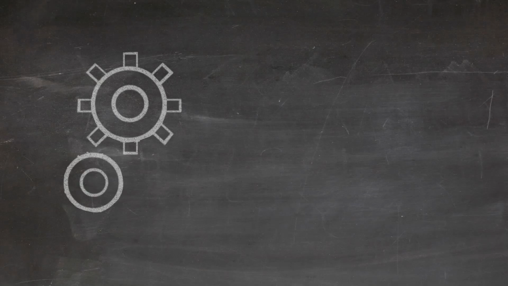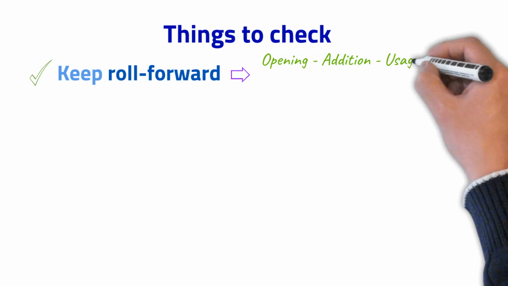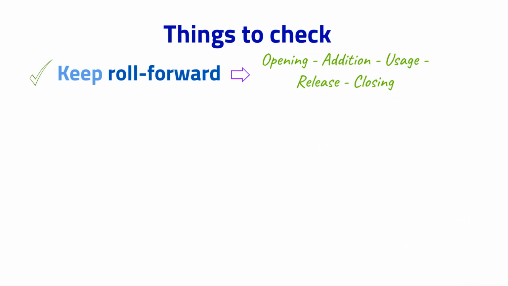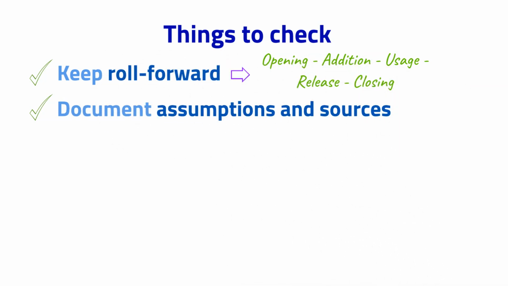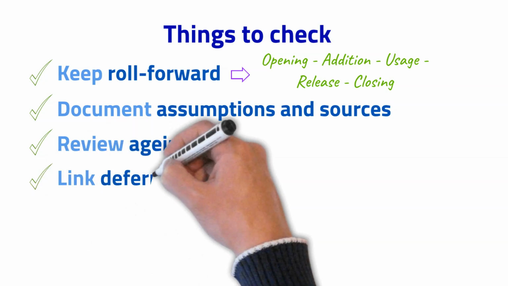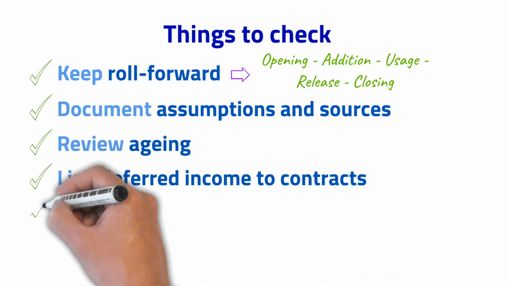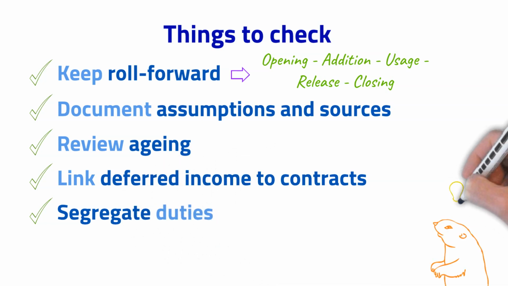Here are a few good habits to follow for provisions. Keep a roll forward schedule for each provision: opening balance, additions to it, usage, reversals, and closing balance. Such roll forwards are extremely useful and help you understand what exactly happened, not just to see opening and closing balances. Document assumptions and data sources: return rates, spoilage rates, legal letters. Review aging of accruals and clear rolled items which are no longer needed. Link deferred revenue schedules to contracts. And segregate duties: who estimates, who approves, who posts.